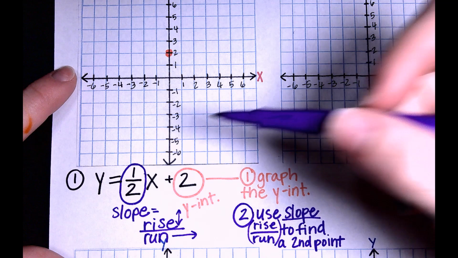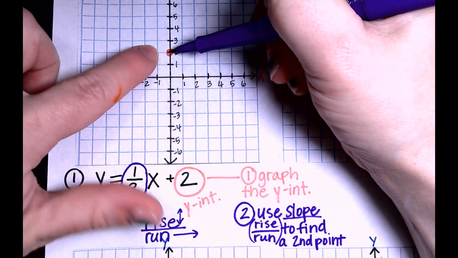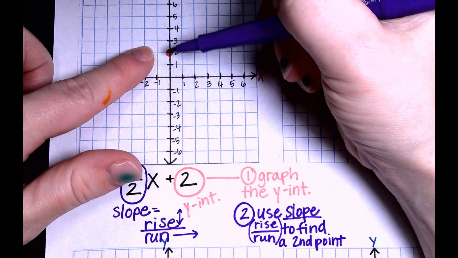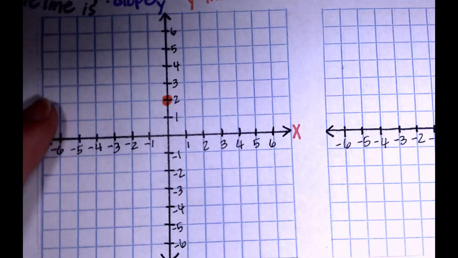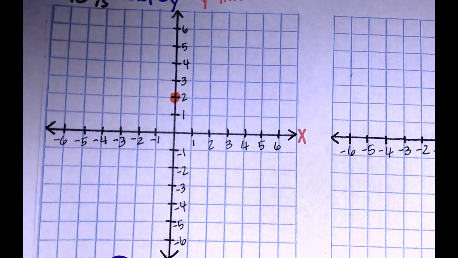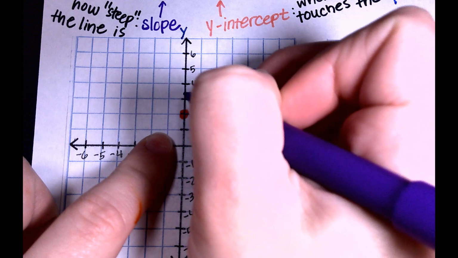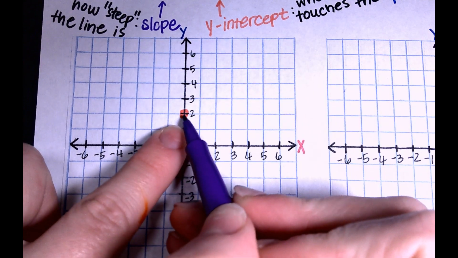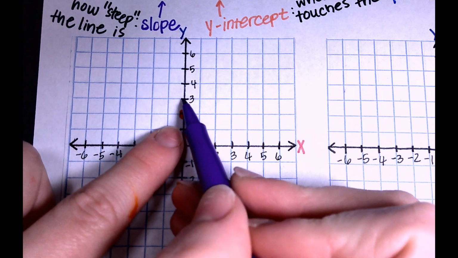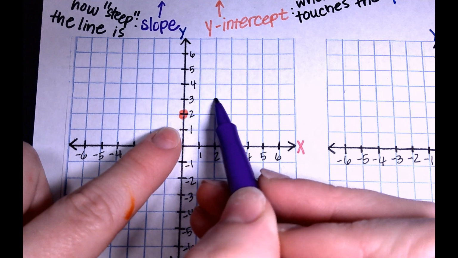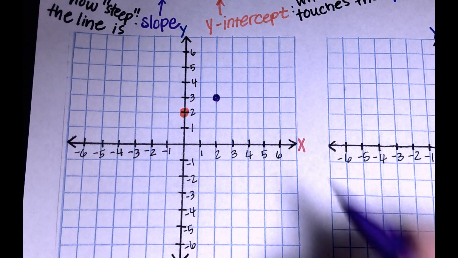So starting here, we just graphed the y-intercept, and we want to make sure that we start from that point. The y-intercept is our starting point. Okay. Now our slope is 1 over 2. So I'm going to go up 1. So instead of being on 2, I'm now on 3. And then over 2 spaces, I go over 1, 2. And that would be my second point right there.